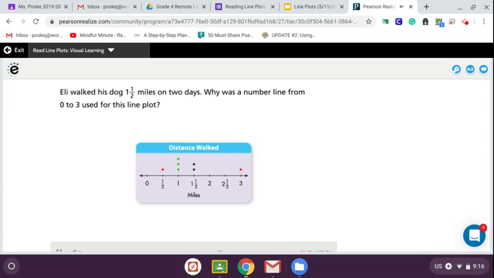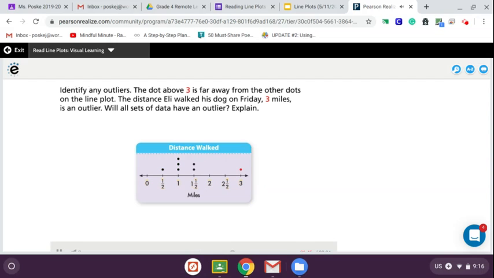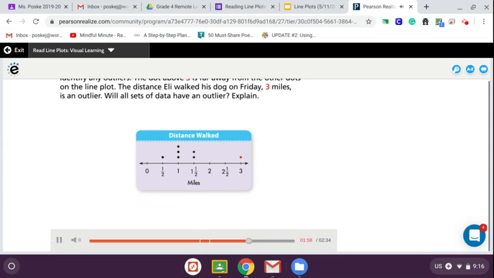Why was a number line from 0 to 3 used for this line plot? All the data are between those 2 numbers. Identify any outliers. The dot above 3 is far away from the other dots on the line plot. The distance Eli walked his dog on Friday, 3 miles, is an outlier.